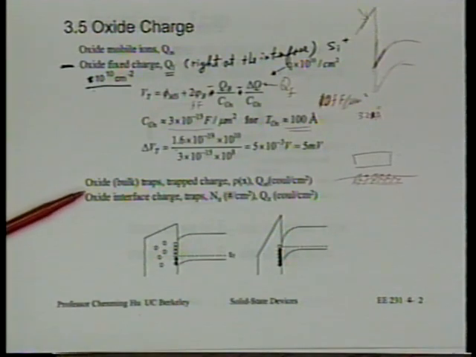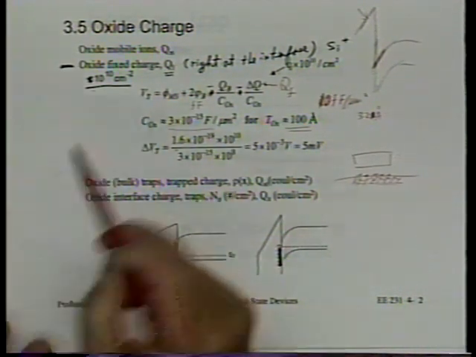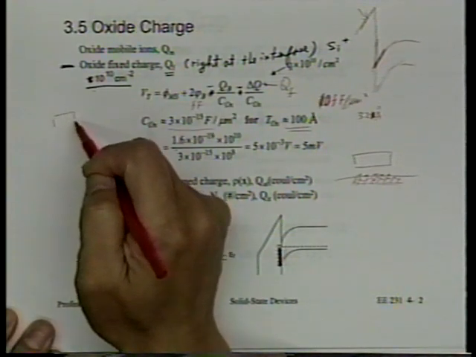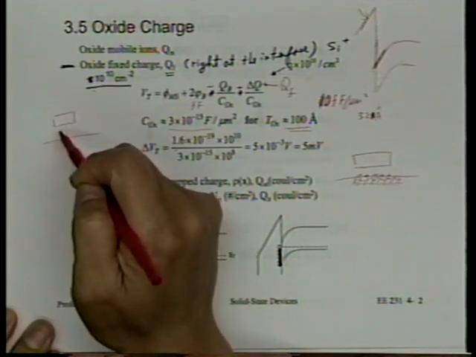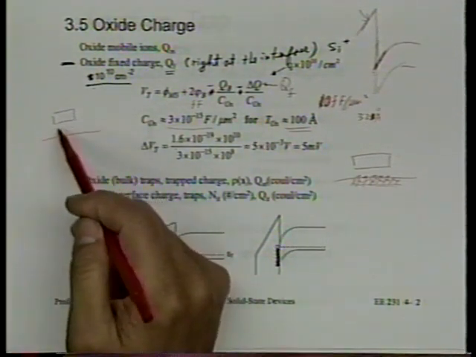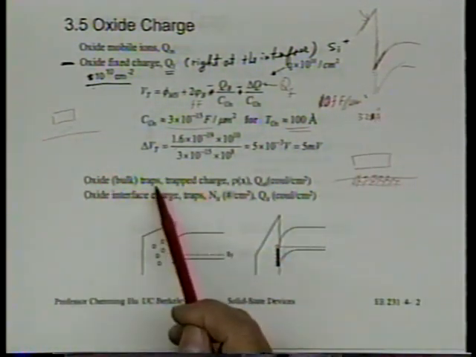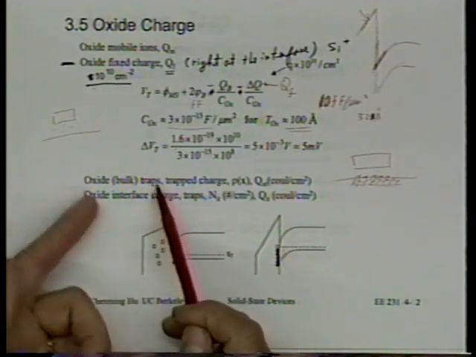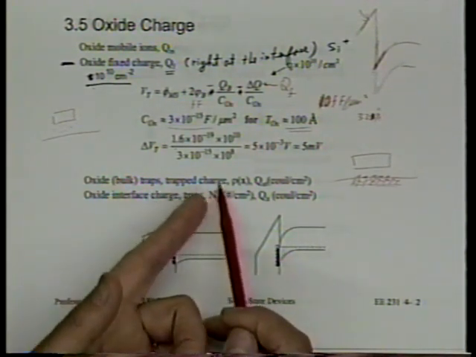There's the oxide bulk trap or bulk charge. In other words, the charge does not have to be simply right at the interface. There could be charge in the bulk as well. Perhaps these are broken bonds, and they behave as electron traps. If the electrons fall into the trap, they become trapped electrons. So those are the names: oxide trap, and there can be trapped electrons or trapped charge.